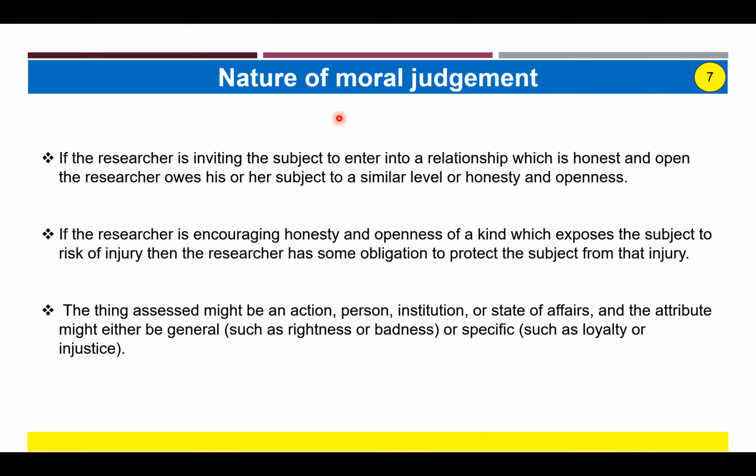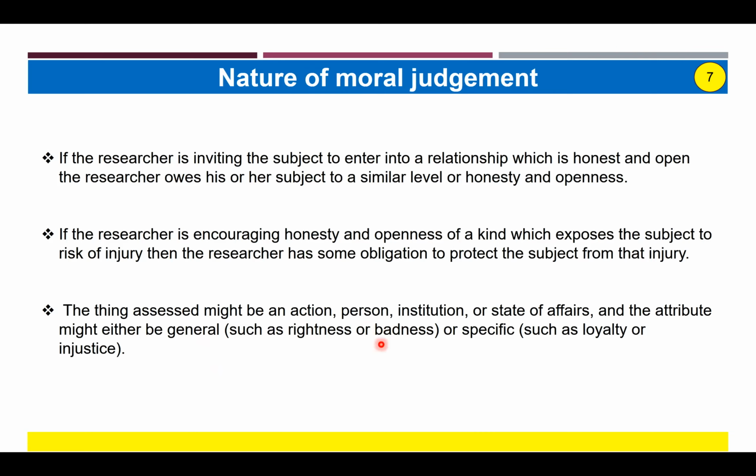And that's what we say: if the researcher is encouraging honesty and openness of a kind that exposes the subject to risk of injury, then the researcher has some obligation to protect the subject from that injury, right? So if you are using somebody and there are chances of injury, they should be protected from that. You have to take care of them in the proper way, so that nasty things are not done to the object, because you are using a person as an object for your research purpose. So the thing asset might be an action. So what are the assets?